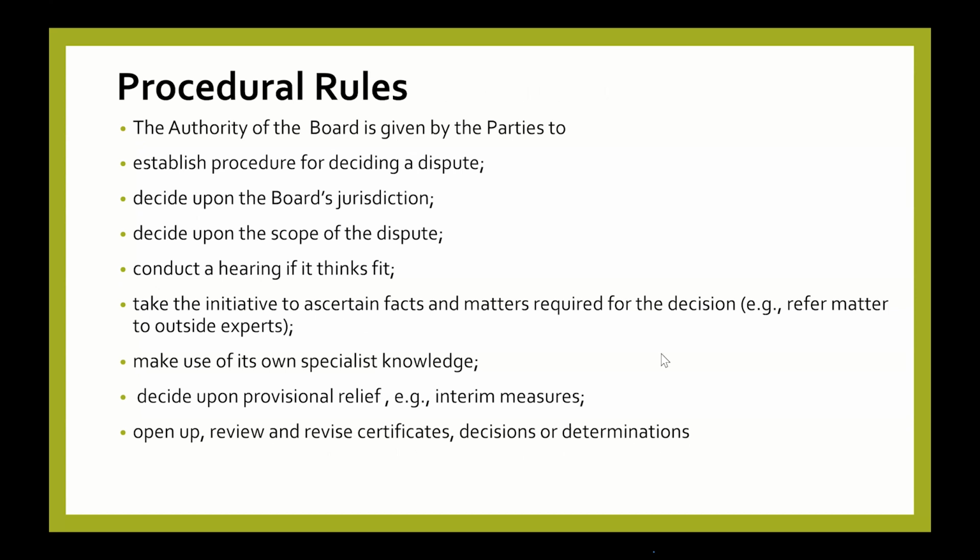So the procedural rules, I think this is rule number 9, gives the authority of the board, states that the authority of the board is given by the parties, to do whatever they have to do. If they have to go into the contract and inquire for more information, they also have the authority to establish the procedure for deciding a dispute. So when the dispute occurs, they would come up with the procedure as to how the dispute will be decided.